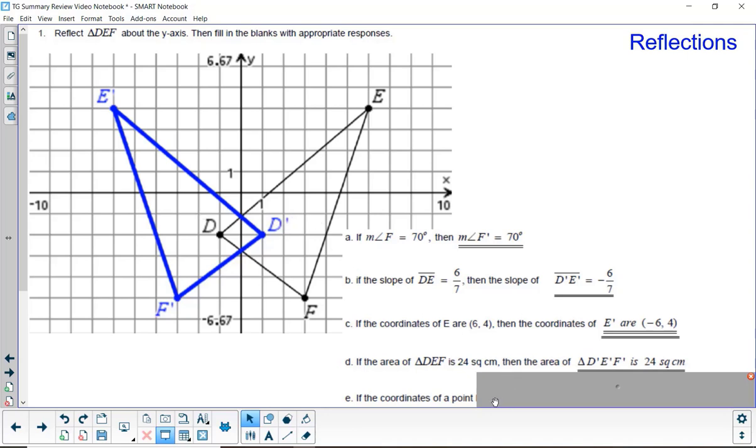They're congruent triangles. And generalizing the point, if the coordinates are x, y, then on the image triangle, it's going to be the opposite of x, y. Press pause as needed.